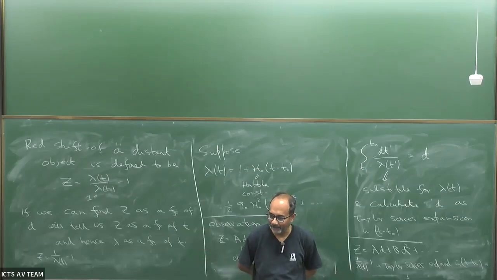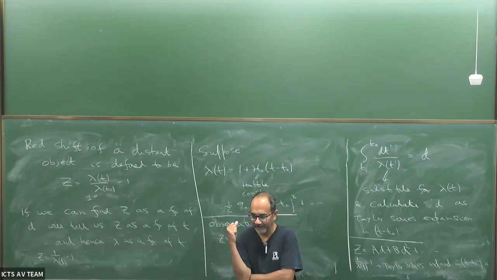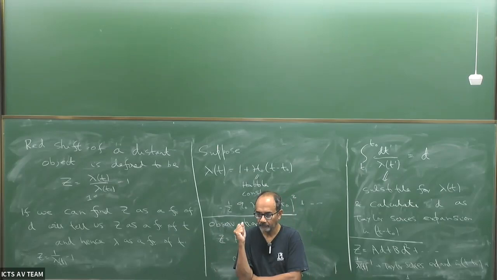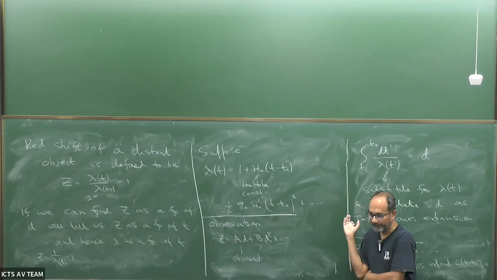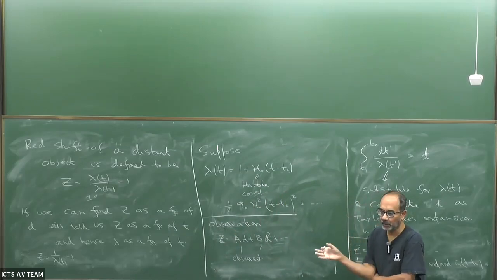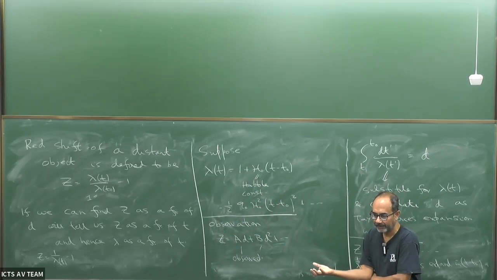Just try various lambda of t and see which one fits. In practice, you set up combined equations, which give an algorithm to determine lambda as a function of t. But the very fact that lambda as a function of t will determine z as a function of d means that z as a function of d will also determine lambda as a function of t. So it's one function unknown, one function known.